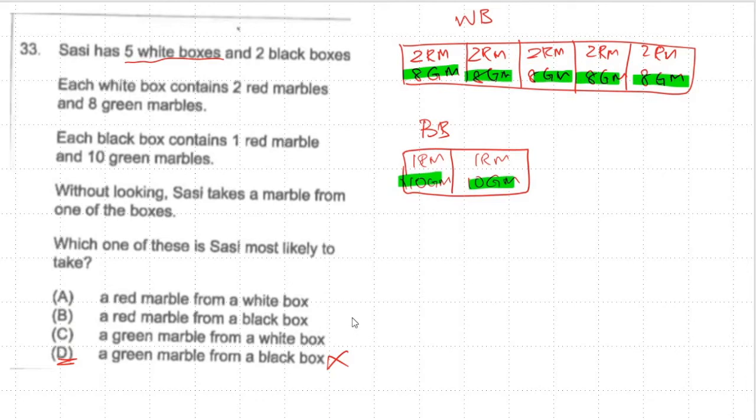So when I first see this question, if I just pick randomly, my probability of getting something from the white box is more. Because I have 5 white boxes as compared to 2 black boxes, the probability of getting from the black box is lesser. So I just underline the white box first. In the white box, is it easier to get a green marble or a red marble? Obviously, it's easier to get a green marble. So this is the correct one.